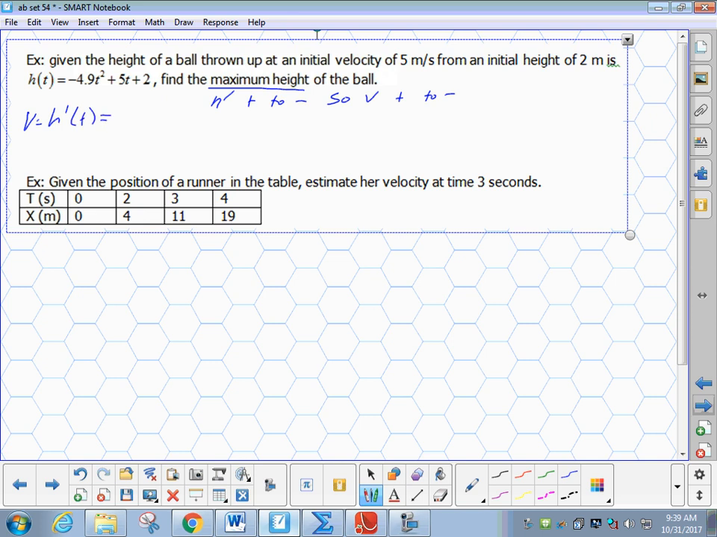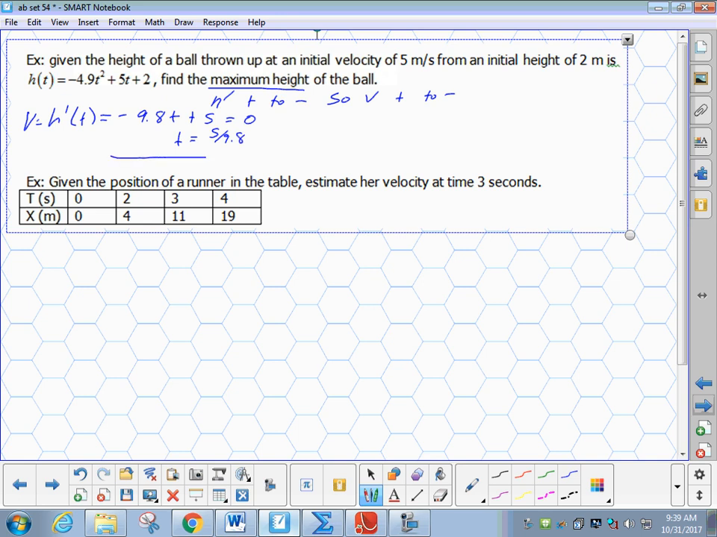Function. Negative 9.8t plus 5. Now I want to know when the velocity is 0, because that's the great dividing line between positive and negative. So that would be at time 5 over 9.8.